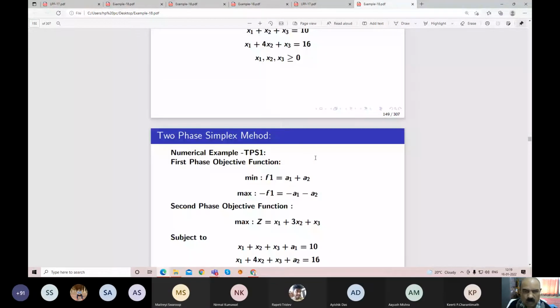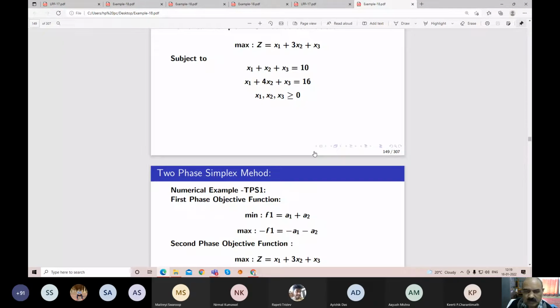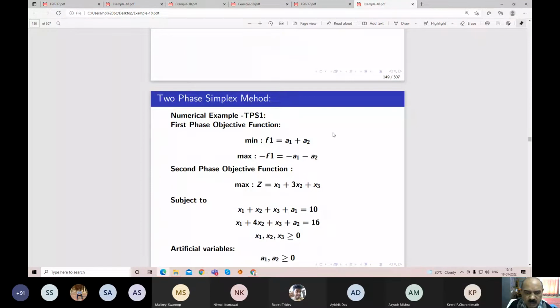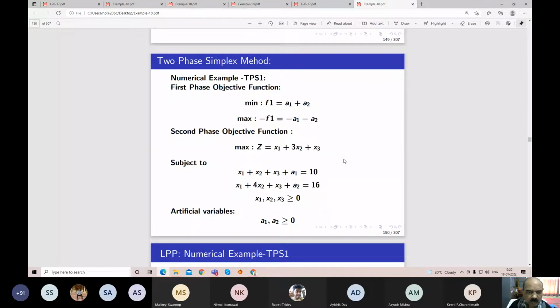Now, once the artificial variables are introduced, we'll formulate an artificial objective function that is called the phase 1 objective function. So you can see here, the first phase. The first constraint becomes x1 plus x2 plus x3 plus a1 equal to 10. The second constraint becomes x1 plus 4x2 plus x3 plus a2 equal to 16. These a1, a2 are the artificial variables.